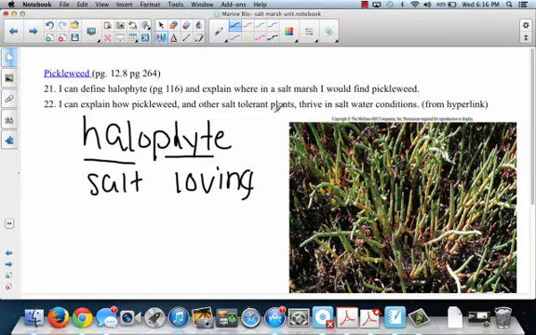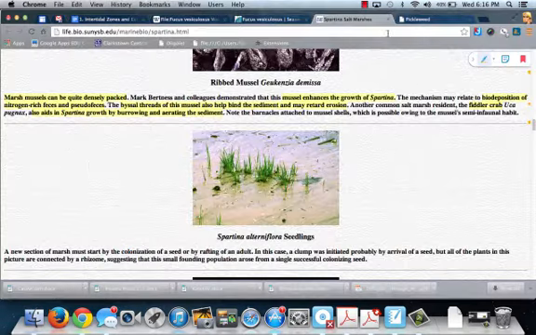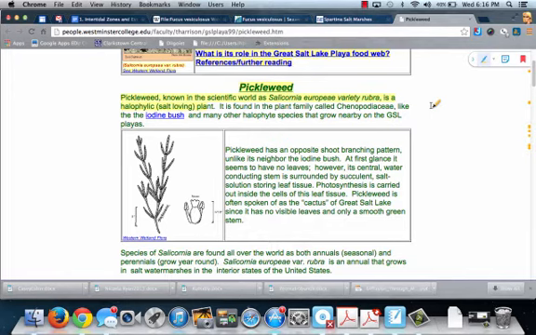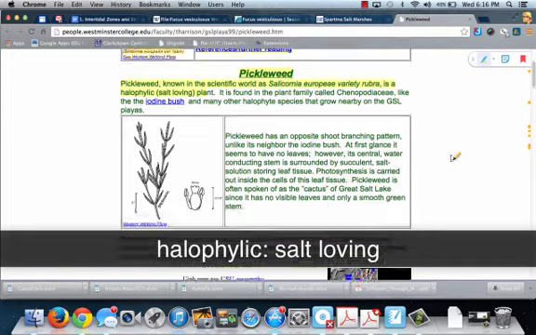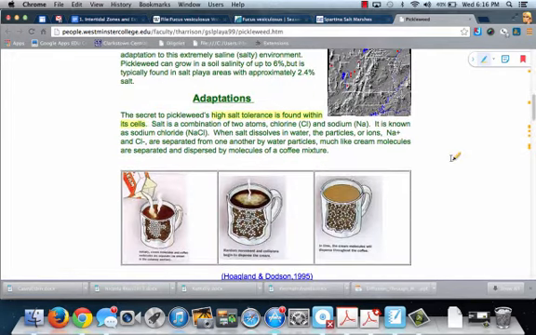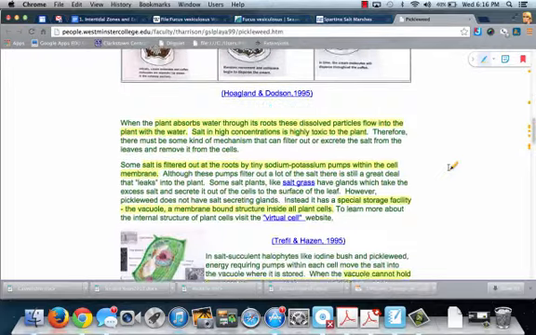Explain how the pickleweed and other salt-tolerant plants can thrive in saltwater conditions. So we're going to go to this hyperlink, which is in the pre-post, and we're going to read through here. Pickleweed is a halophilic, salt-loving plant. We already just went over that. I'm going to scroll down. How does it survive living in such salty environments? Okay, it has a very high tolerance found within its cells. And here's how it does.